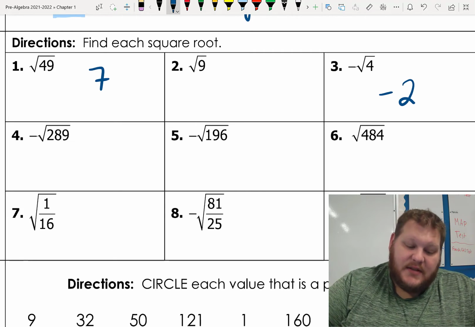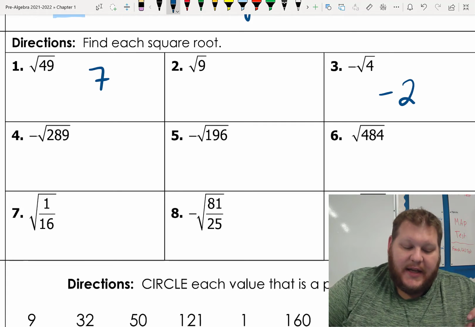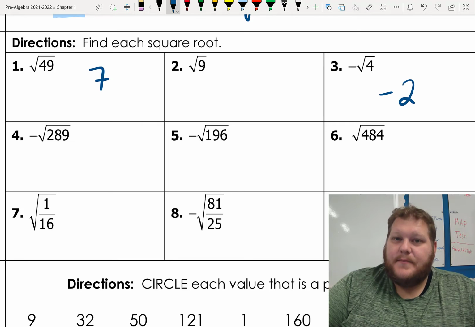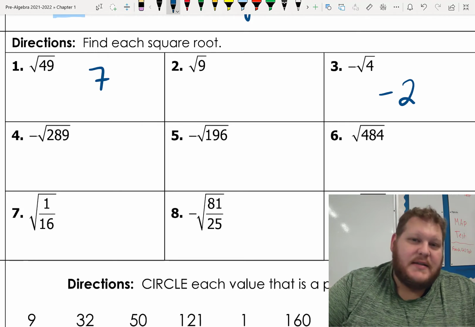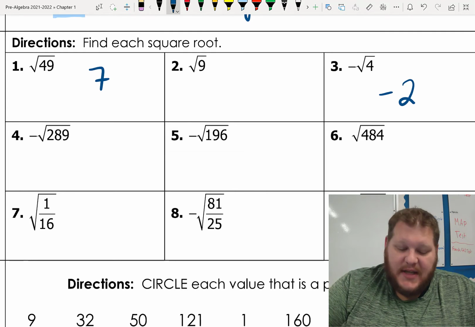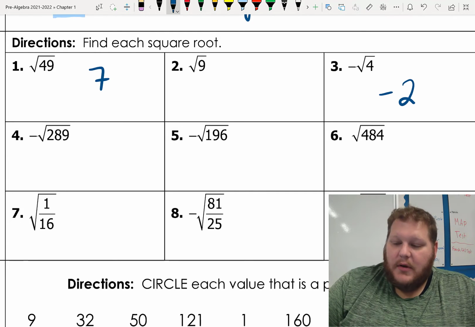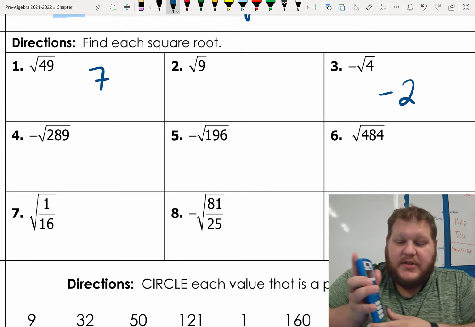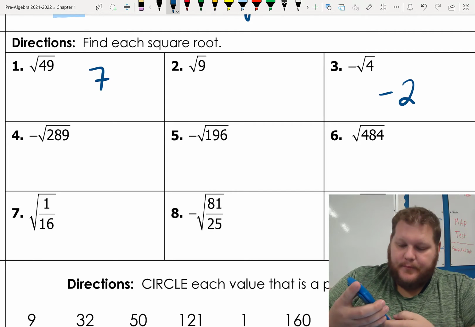With number 5, this is the first one that hasn't been on our list before, the negative square root of 196. So if you don't see it on your list, this one still should show up on your multiplication table, on your times table. But I will also show you how we can handle that with our calculators, because our calculators can do square roots for us quite easily.